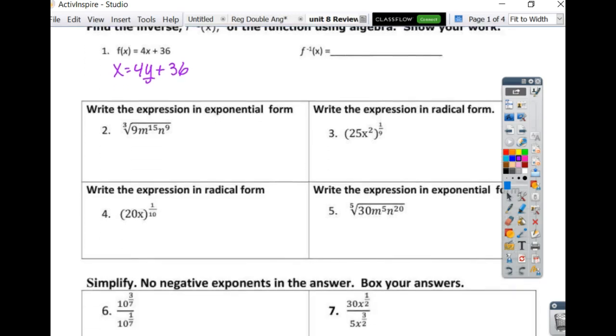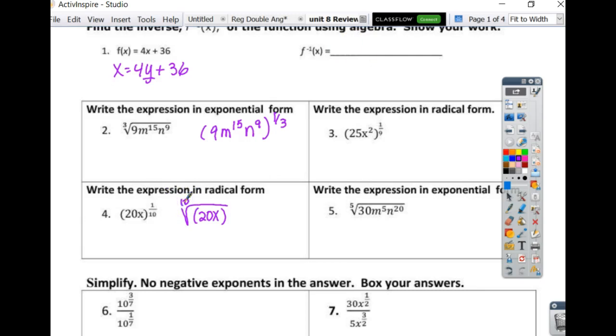The next set is write the expression in exponential form and radical form. So exponential form means there's not a radical anymore, so you put parentheses around what's in there, and then you raise to the 1/3. If it's in exponential form to start, that means you have to add the radical. And the index this time is 10. So the index goes here.